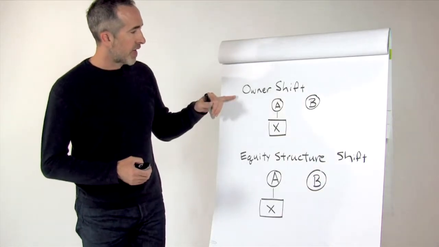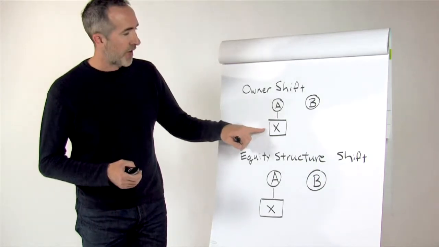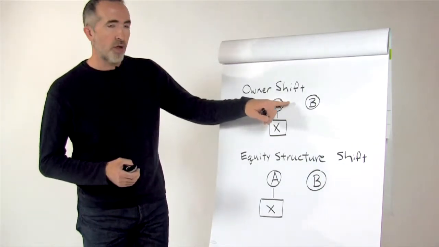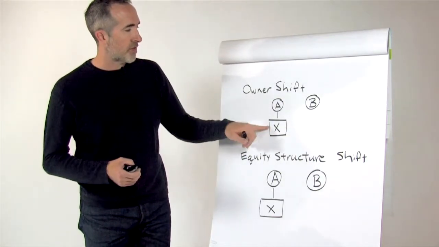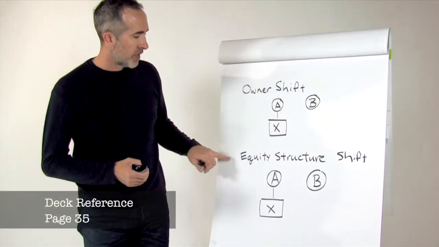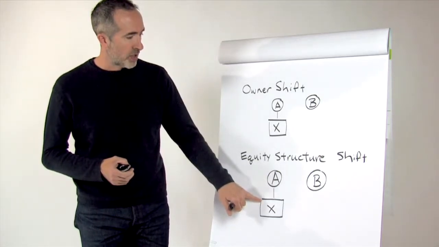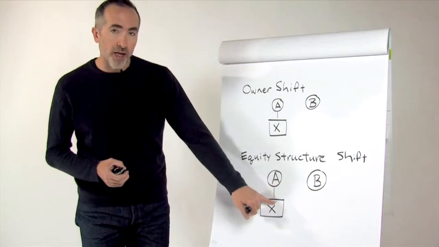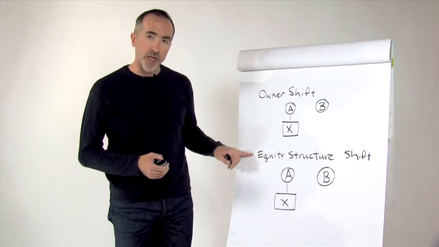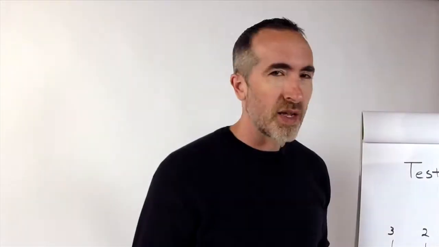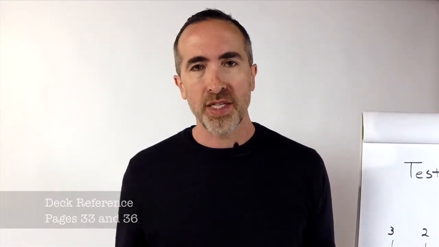In this diagram, an owner shift would take place where A, as owner of X corporation, transfers all or a portion of its stock to B. In this case, the ownership of the company has shifted. In an equity structure shift, A is an owner of X corporation and B invests directly into X corporation in exchange for newly issued shares. That may represent an equity structure shift. An equity structure shift and an owner shift represent the need to apply a testing date.